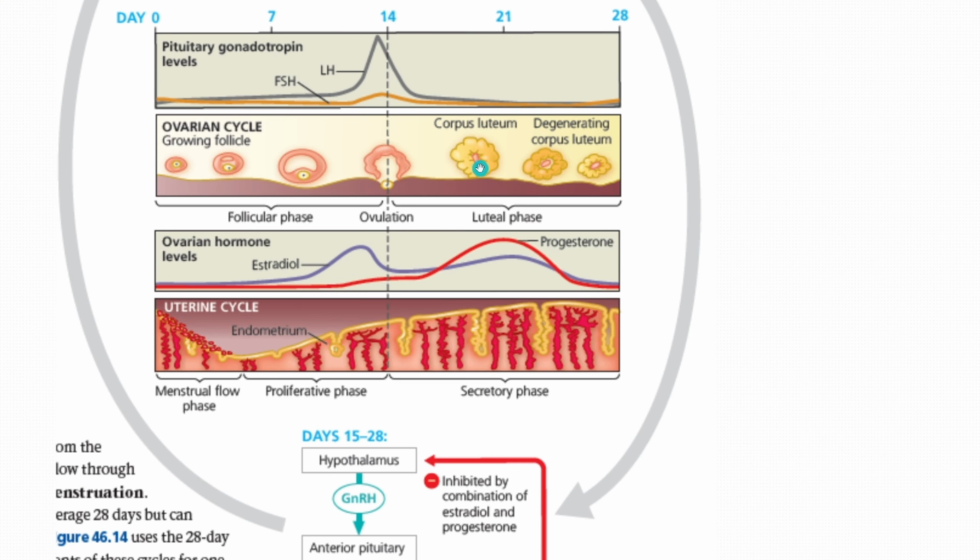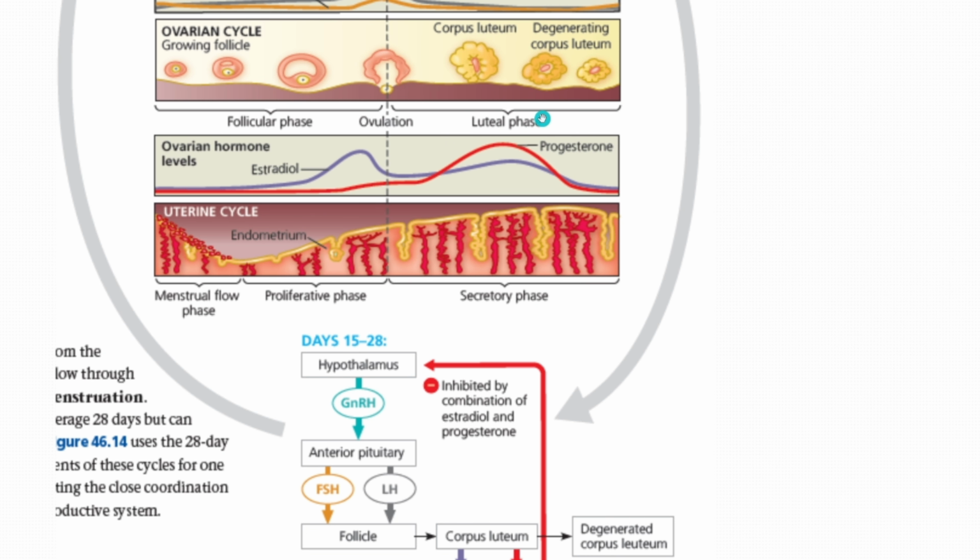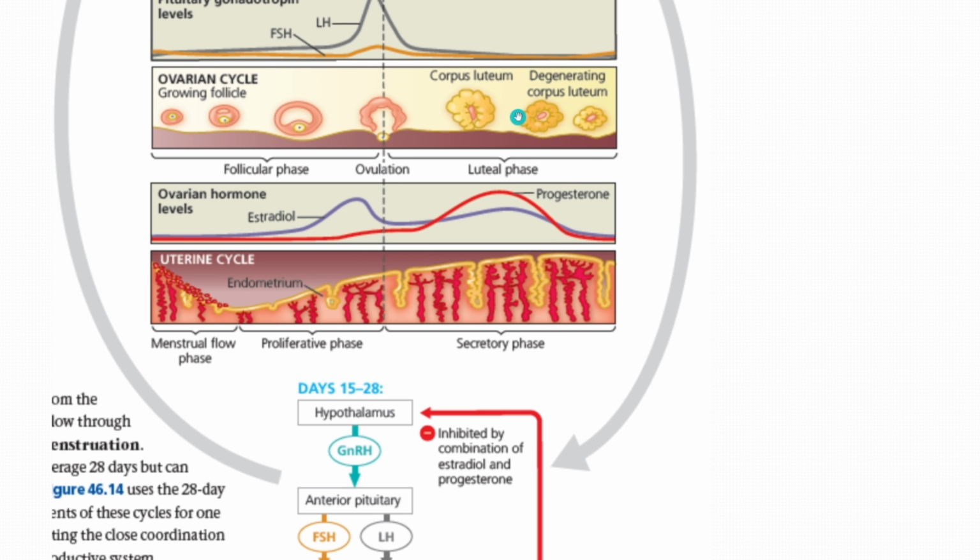Then this corpus luteum starts to secrete a high amount of progesterone and also estrogen, with progesterone higher than estrogen. This progesterone plays the role of maintaining the thickness and development of the endometrium wall. And when there is a fertilization process, the corpus luteum does not degenerate, so progesterone and estrogen levels stay high, and they will do the implantation process.